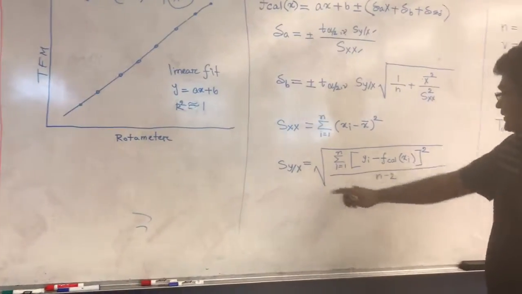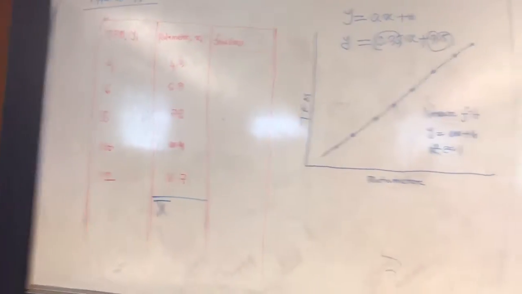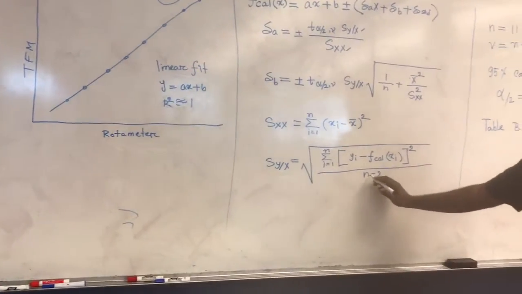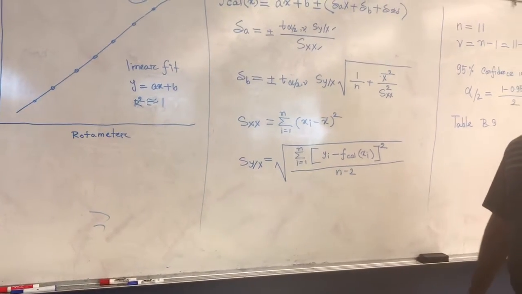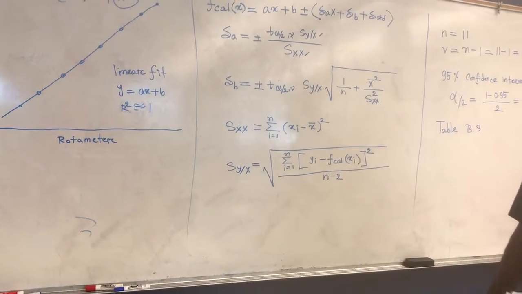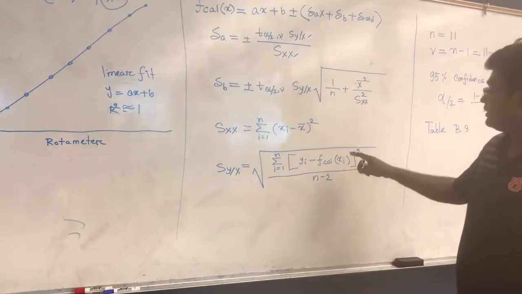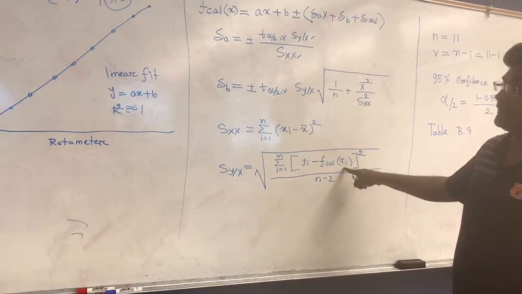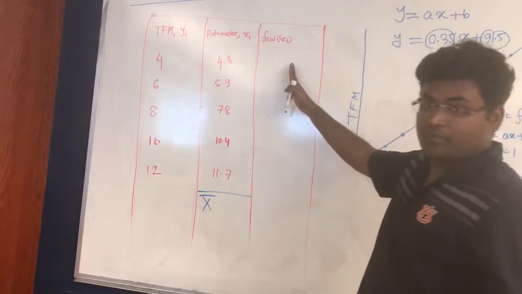Then for SYX, we need yi, individual yi from the left column. We need N, the number of data. We took 11 data today. So N is 11. And FCal xi, this one.